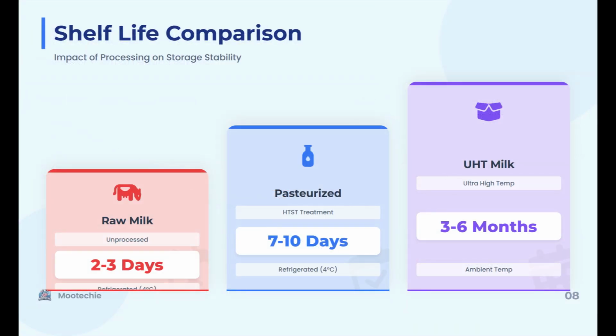Let us examine shelf life comparison. Raw milk, even under refrigeration at 4 degrees Celsius, lasts for about 2 to 3 days. Pasteurized milk, stored at 4 degrees Celsius, lasts approximately 7 to 10 days. UHT milk, stored at ambient temperature, lasts for 3 to 6 months. This demonstrates how increasing severity of heat treatment significantly extends shelf life.